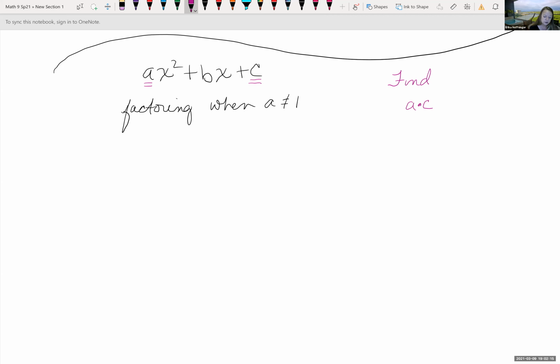So you're going to first find what a times c is. And then you're looking for two numbers that multiply to AC, and add to give us that middle term. Once we find those two numbers, if you can find those two numbers, it's factorable. If you can't find those two numbers, then it's not factorable or it's hard to see, and I would just jump into the quadratic formula.